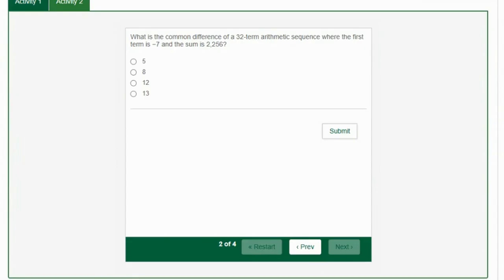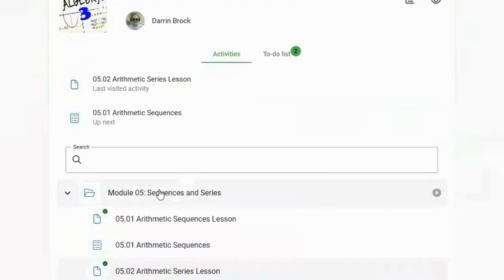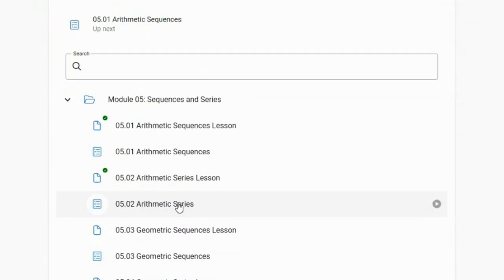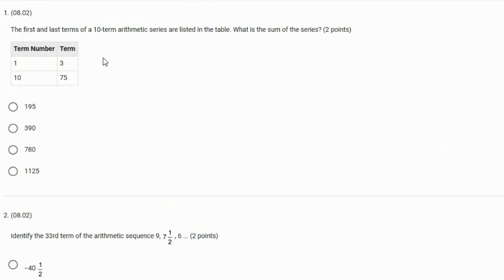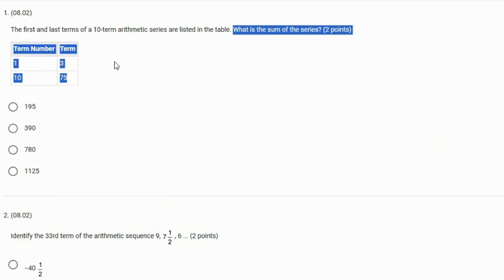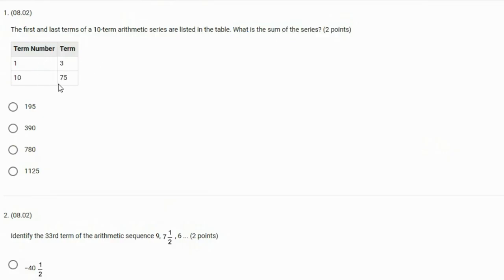All right, let's look at our assignment that goes with this. I'm going to finish a little bit, give you a little extra time here to start. The first and last terms of a 10-term sequence are listed. Here's the first term, here's the last term. What is the sum of the series? Add all those terms up. It doesn't list 2 through 9, but we don't need that. We have a formula.